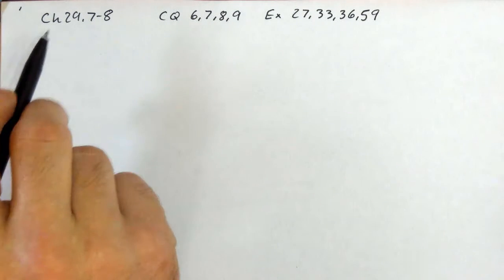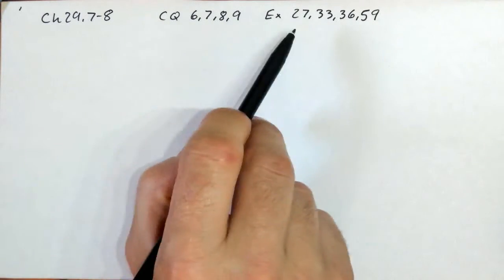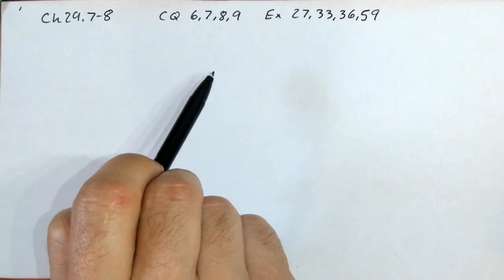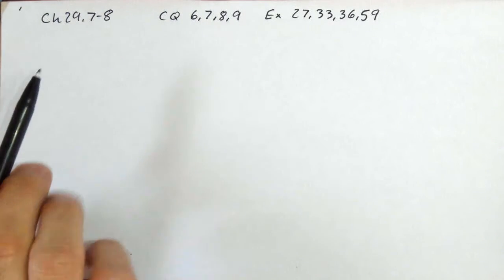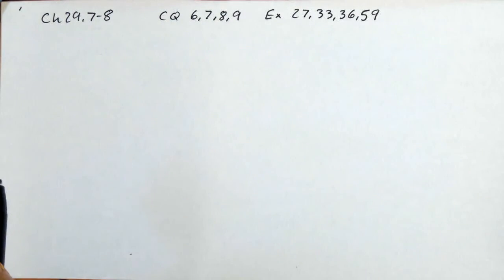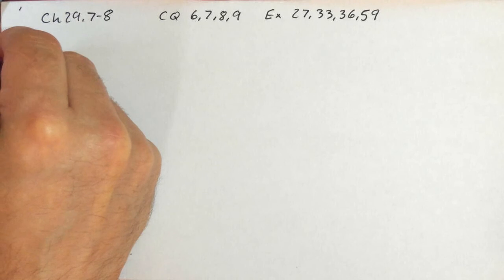Okay, today we're covering Chapter 29, Sections 7 through 8. These are the concept question exercises we'll cover today. So please go read the sections thoroughly and then practice with these problems, coming back to the video, pausing to do your own work. Okay, we're going to start with number 6.